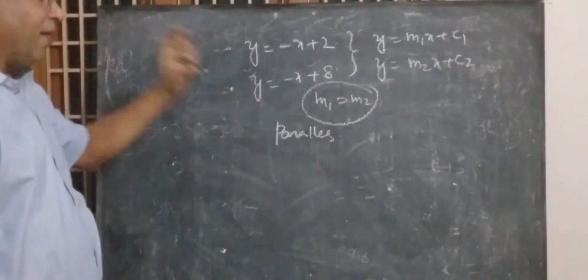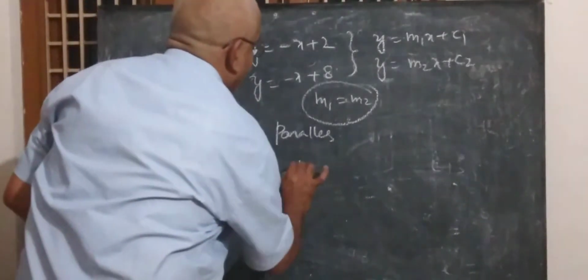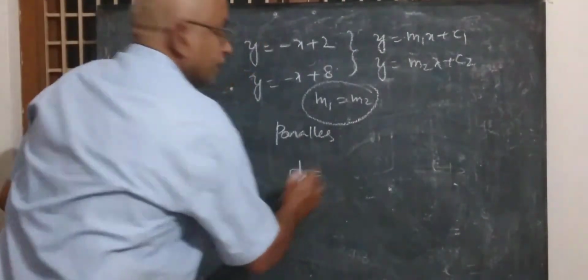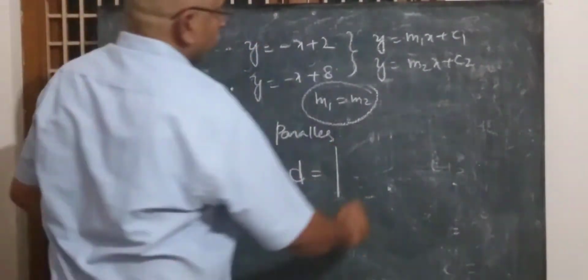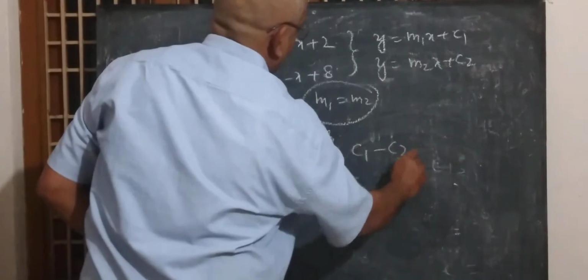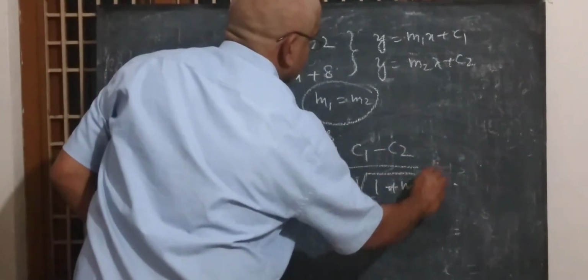So now we can find the distance when two lines are parallel. What is the form of the distance? Modulus, the absolute value of c1 minus c2, by root over 1 plus m squared.